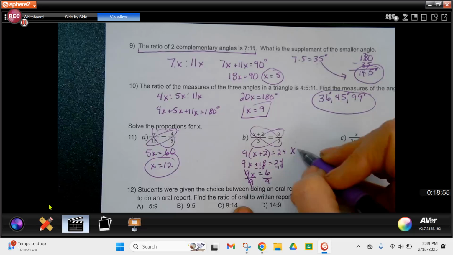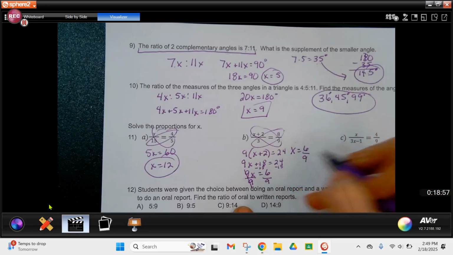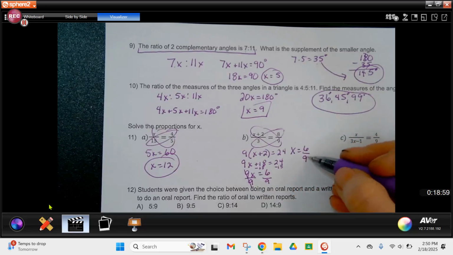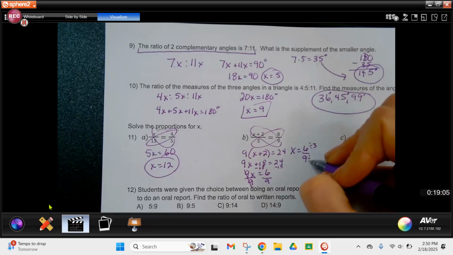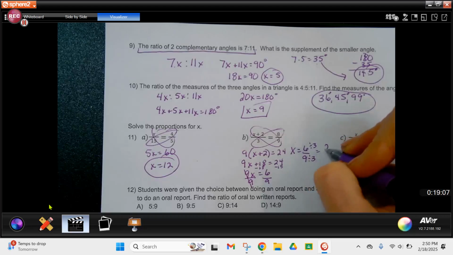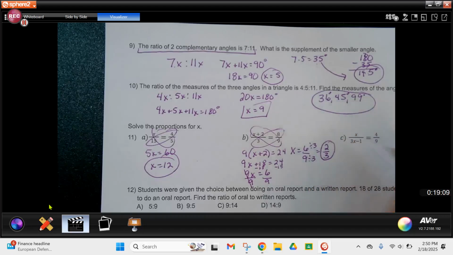And we get x equals 6 over 9. Now, it's a fraction, and it is not simplified. We have a common factor here, 3 and 3. So divide this by 3 and divide this by 3, and we get thirds. So x is equal to 2/3.